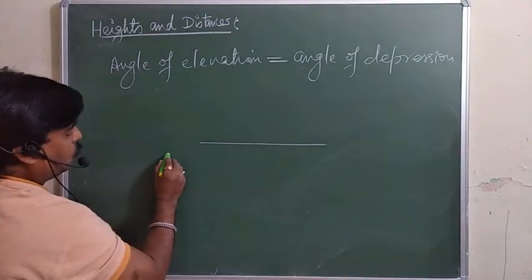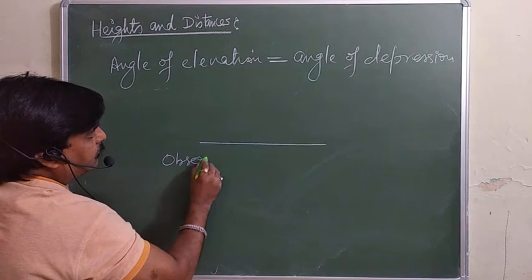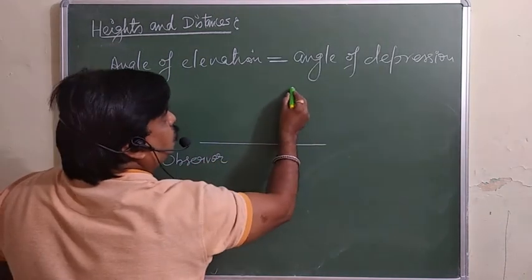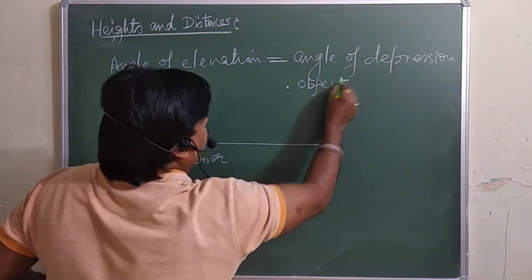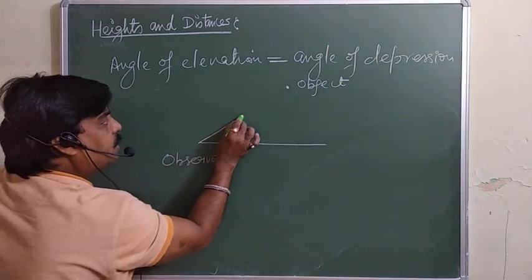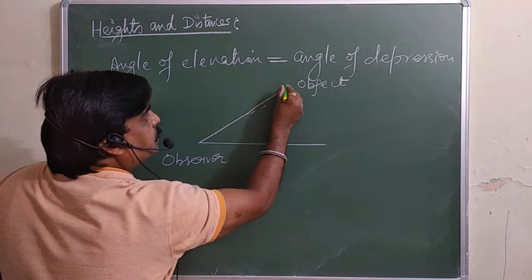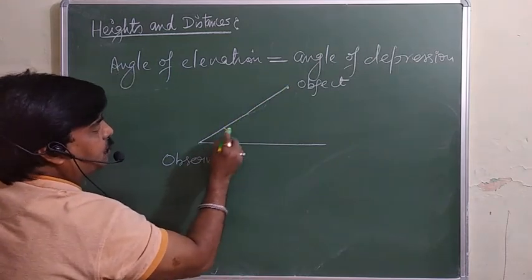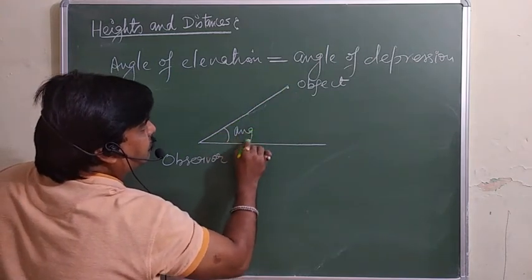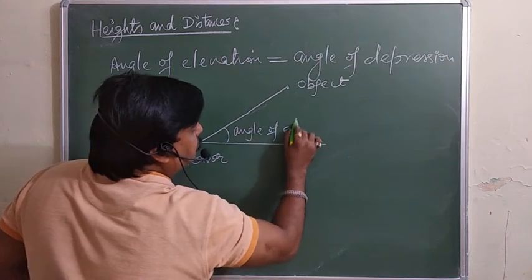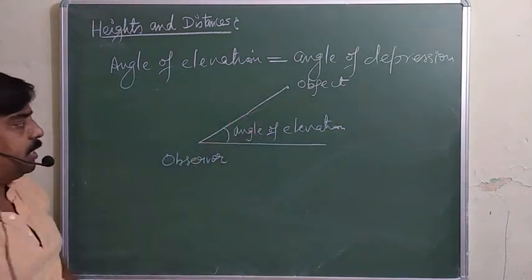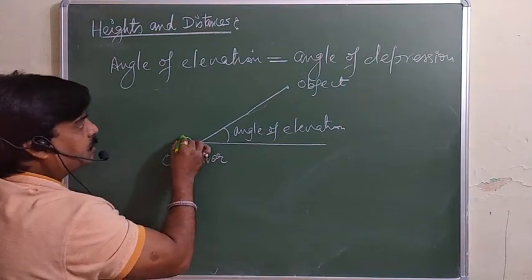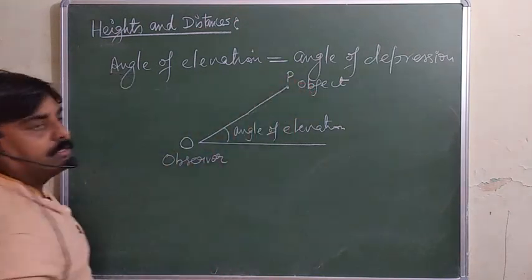Suppose your observer is here and object is here. So you are observing this object from here only. So this is your angle of elevation. Angle of elevation, क्योंकि आप नीचे से ऊपर देख रहे हैं. Observer is here and object is here.